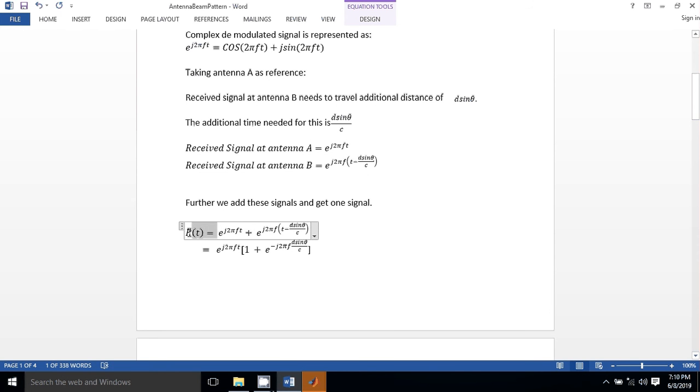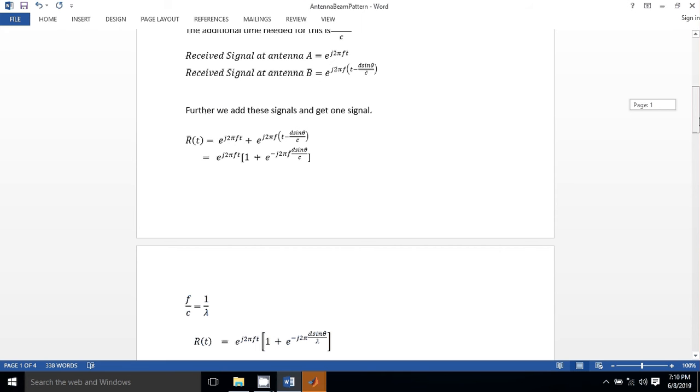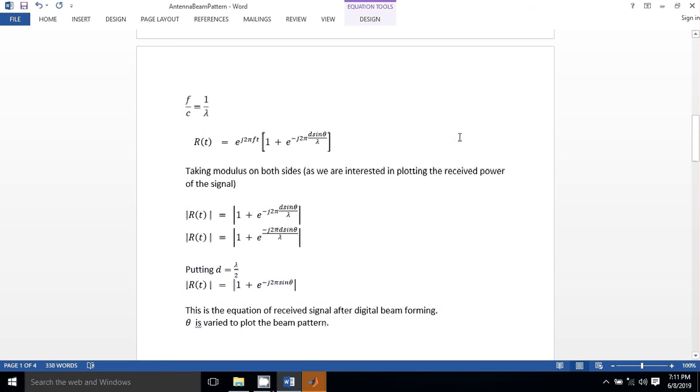dependent on the time, or we can say the signal is dependent on theta mainly. So this is the signal received at the receiver. Generally in case of antennas, this d is maintained in terms of lambda. As we know, f by c is 1 by lambda. We can replace these in the above equation and we can get this equation.